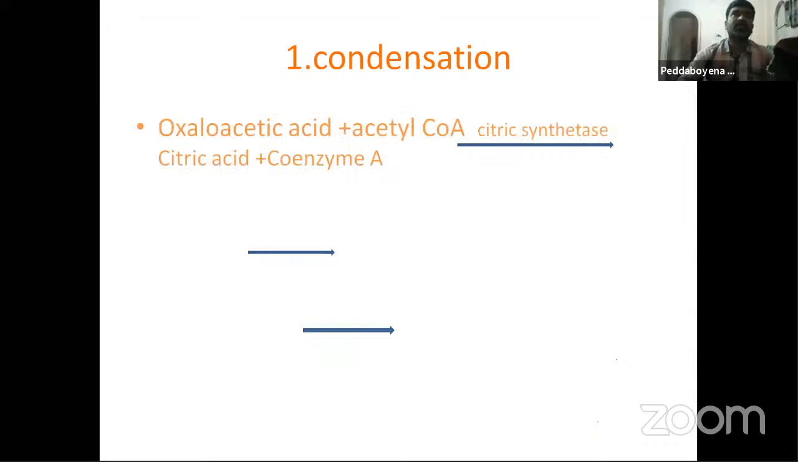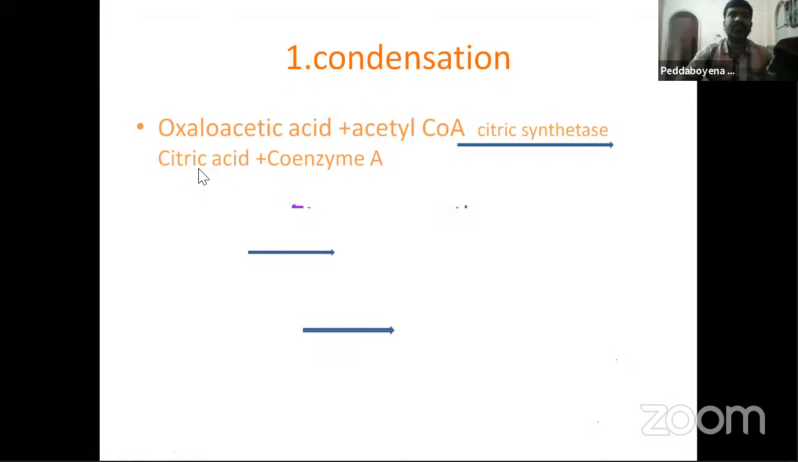As reactions, we can first understand the condensation. In condensation, oxaloacetic acid plus acetyl coenzyme A, catalyzed by the enzyme citrate synthetase, forms citric acid plus coenzyme A. Here a four-carbon and a two-carbon compound combine, so the first acid formed has six carbons. That's why it is also called the citric acid cycle.